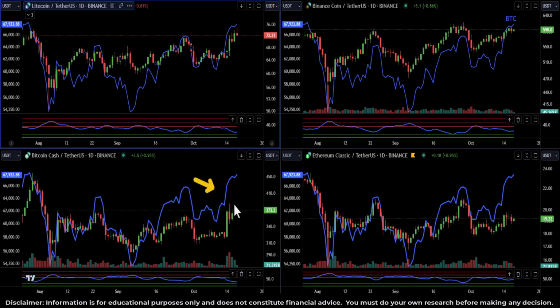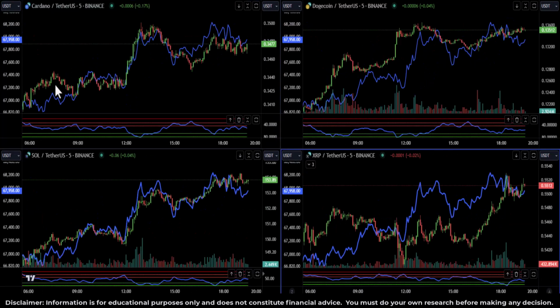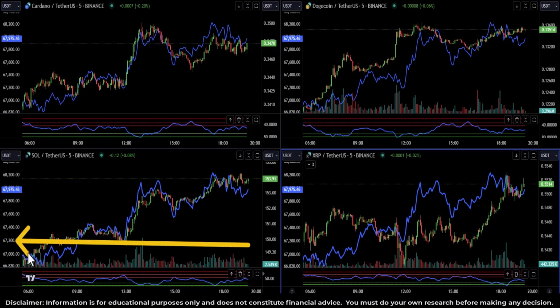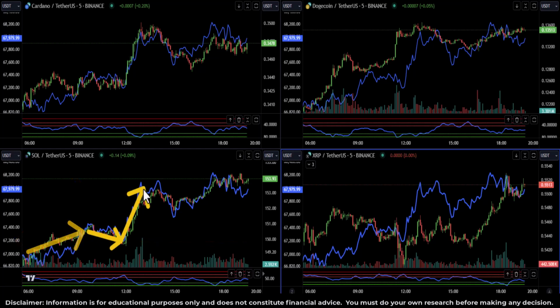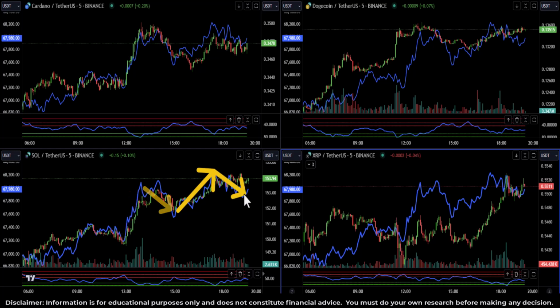So that's why we look at Bitcoin Cash and Litecoin to try to gain a bit of an insight as to what is occurring inside Bitcoin. It's a big tick for row 6, but what about row 7? Here we're looking at ADA, Doge, XRP, and Solana, just over a 5-minute period. So this gives us about 24 hours. Now, what are we seeing here? Of course, it's just following Bitcoin's gravitational pull.